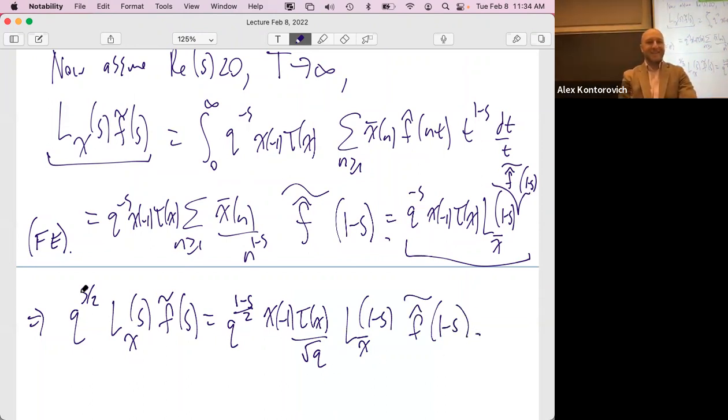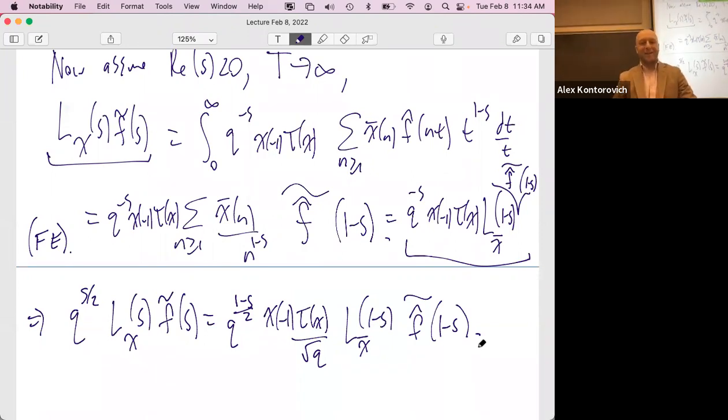No existential phrases. So there's s's on this side, there's 1 minus s's all on this side. Right, okay. So I just multiplied through by q to the s over 2 on both sides. That gave me q to the minus s over 2. And then I borrowed a factor of root q from the top and bottom to make it like this. So now it's the completed version, sort of like the completed zeta.